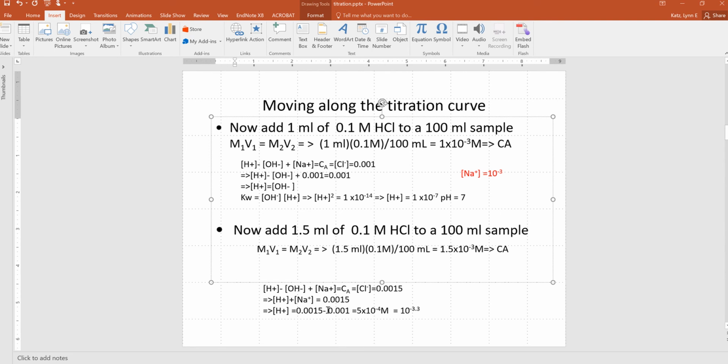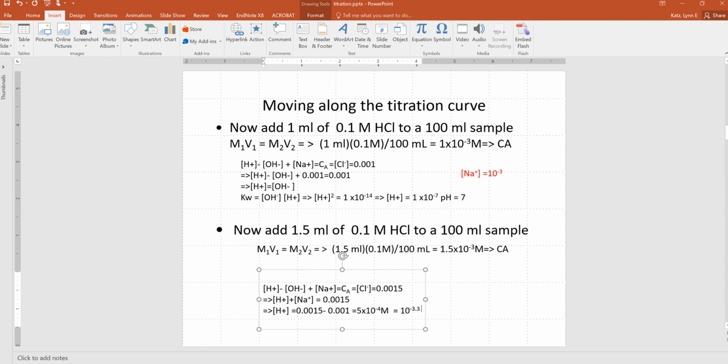Again, I know the sodium concentration is 10 to the minus 3, so I can rearrange this to get that H plus is equal to 5 times 10 to the minus 4 molar, or 10 to the minus 3.3. And now my pH is equal to 3.3.